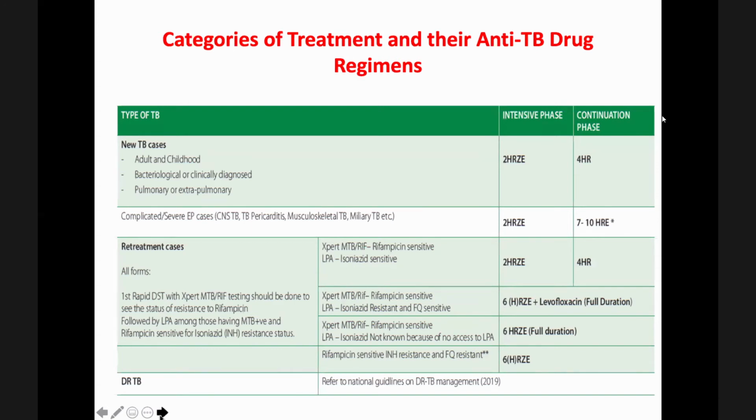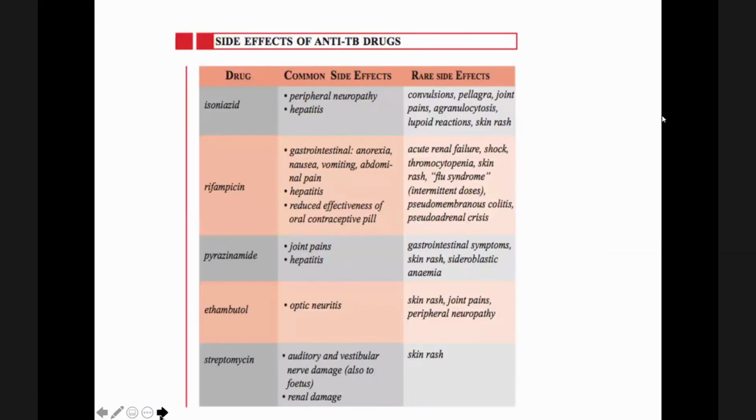Coming to the next slide: what are the side effects of the anti-TB drugs? You have to know about the side effects. With isoniazid, the patient can have peripheral neuropathy and hepatitis. For the peripheral neuropathy, you have to give prophylaxis with vitamin B6 in the form of pyridoxine to prevent peripheral neuropathy. With rifampicin, the patient can have gastrointestinal symptoms, anorexia, nausea, vomiting, which is very common, and hepatitis is also common. There is also reduced effectiveness if the patient is taking oral contraceptive pills. Acute renal failure and shock can also occur, and in this case you have to modify the dose.